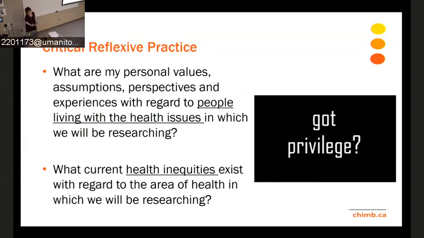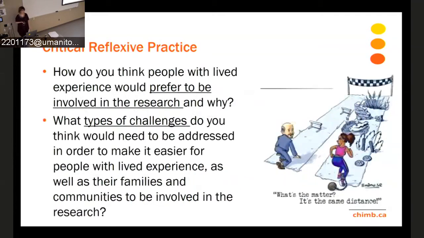Here's the big one, and I feel like patient public engagement cannot occur if we don't think about what current health inequities exist with regard to the area of health in which we will be researching. So when we're developing our patient public engagement plan, we need to think about who experiences the health issue differently, who has different access to the healthcare system, and how are we going to ensure that all of these voices are being heard? How do you think people with lived experience would prefer to be involved in research, and why?